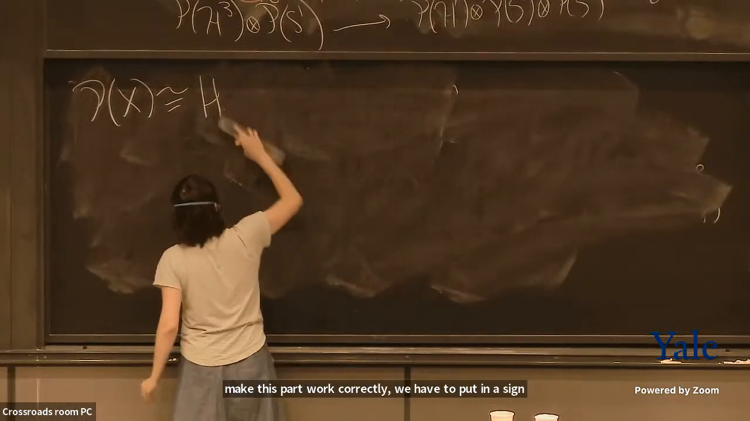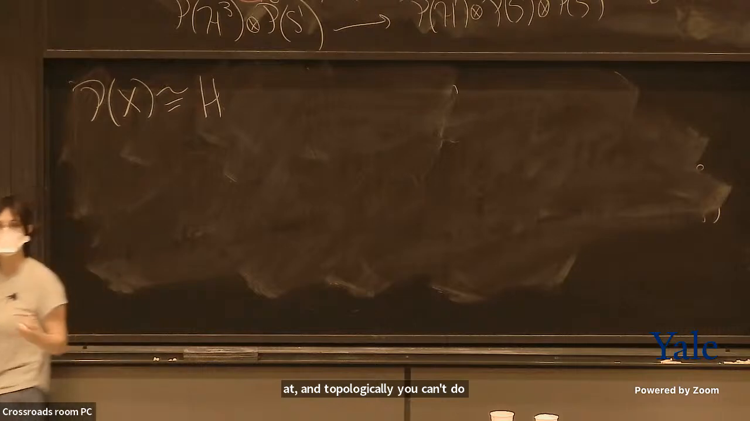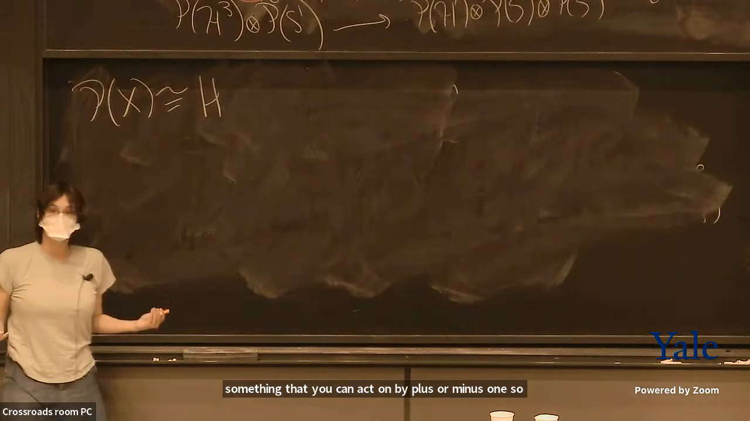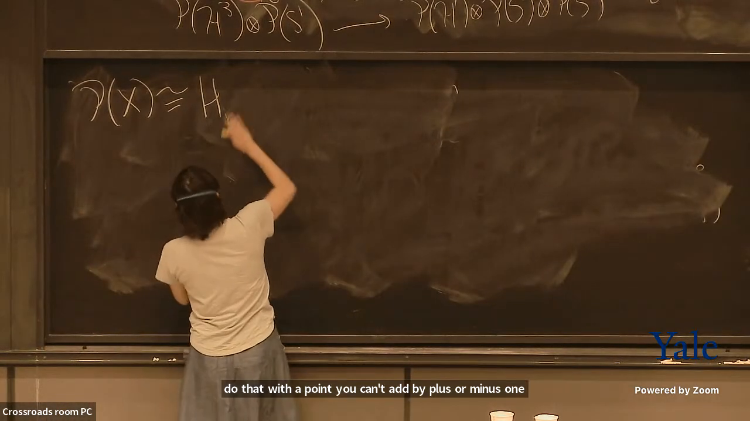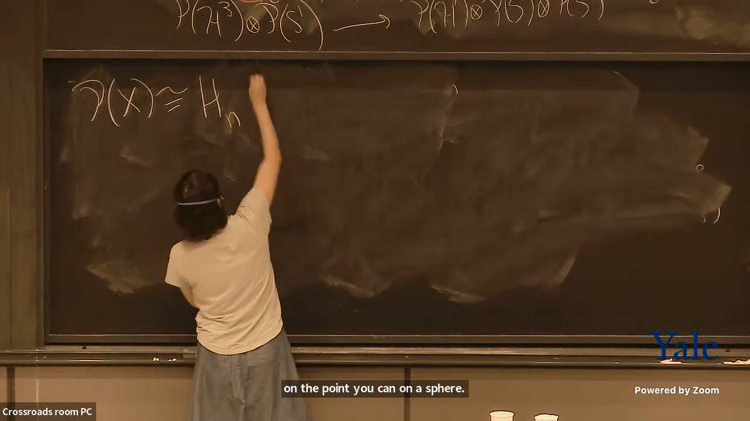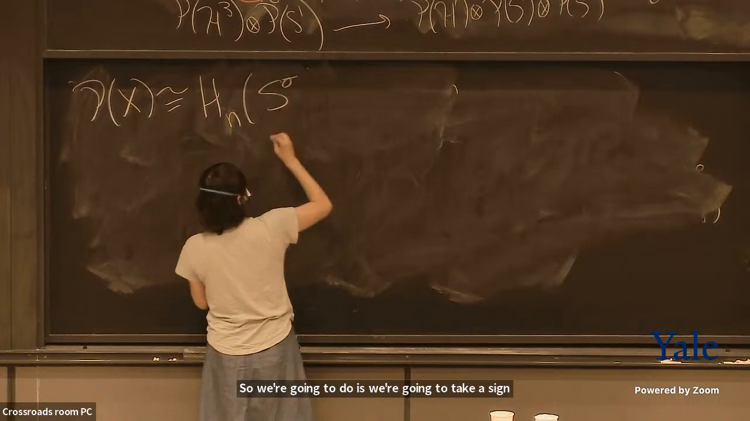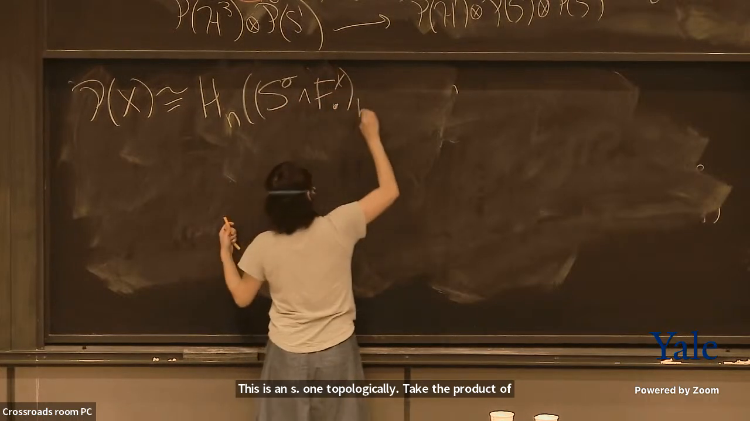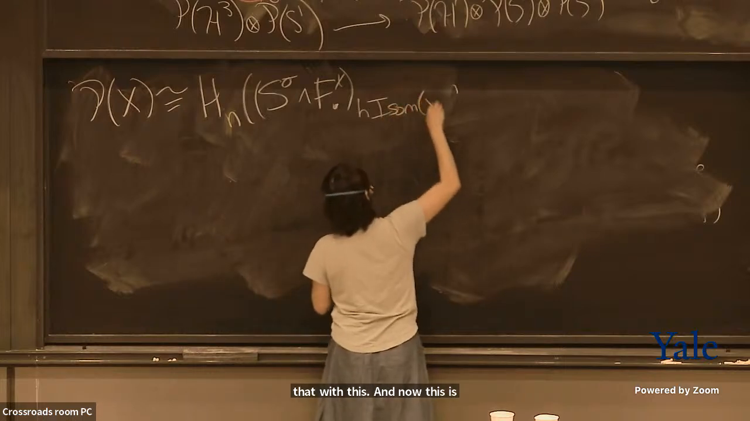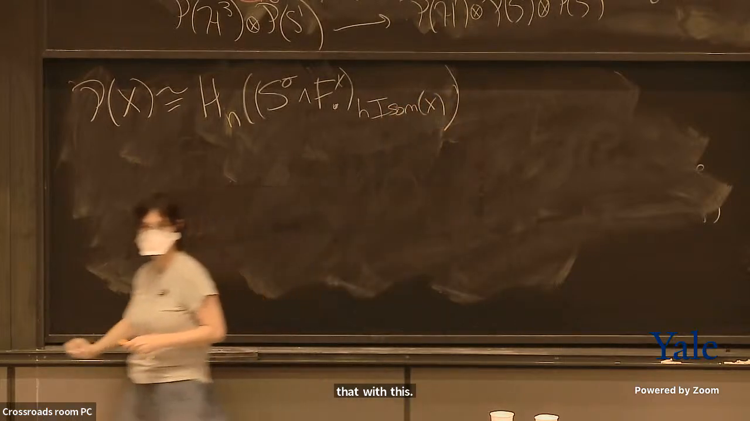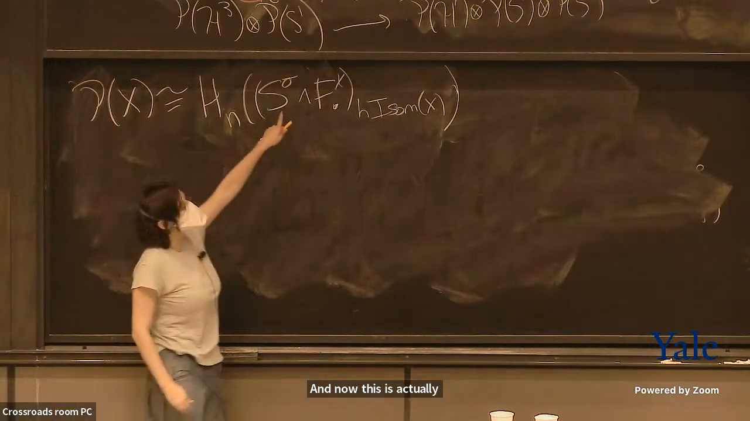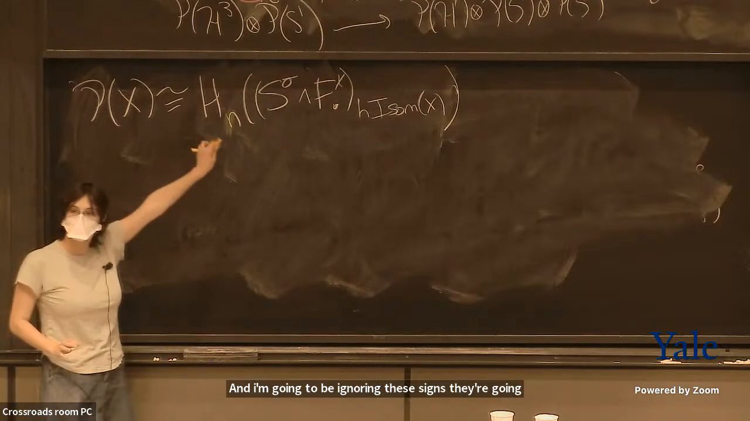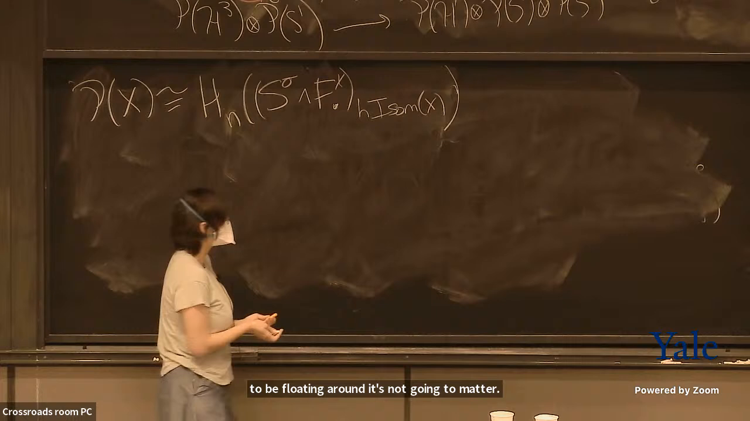And topologically, you can't do that without adding something that you can act on by plus or minus one. So you can't do that with a point. You can't act by plus or minus one on a point, but you can on a sphere. So what we're going to do is we're going to take a sign representation as a sphere. This is an S1 topologically. And we're going to take the product of that with this. And now this is actually correct. And I'm going to be ignoring these signs. They're going to be floating around. It's not going to matter. It matters for actually making this work correctly, but other than that, it's going to turn out to not matter too much.